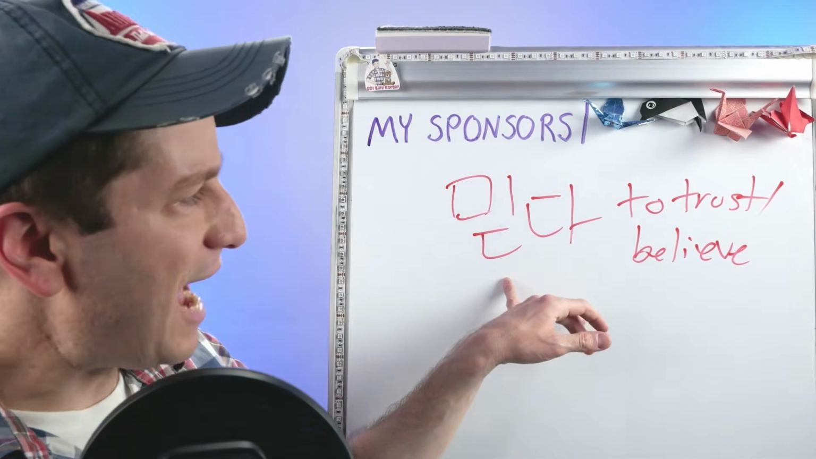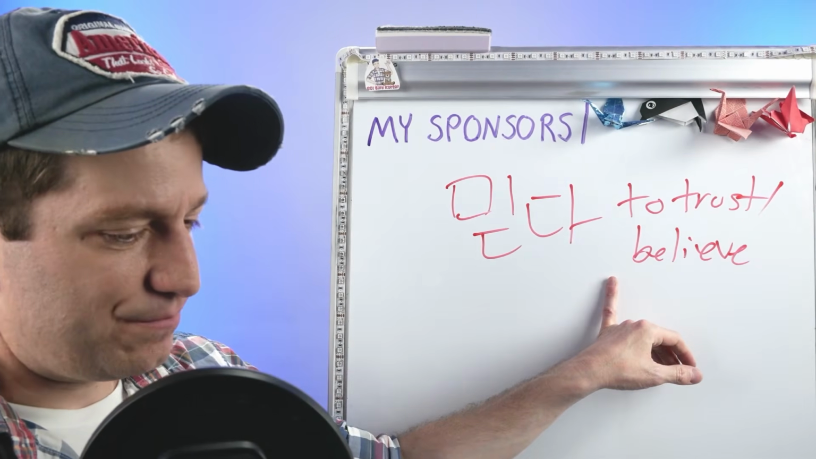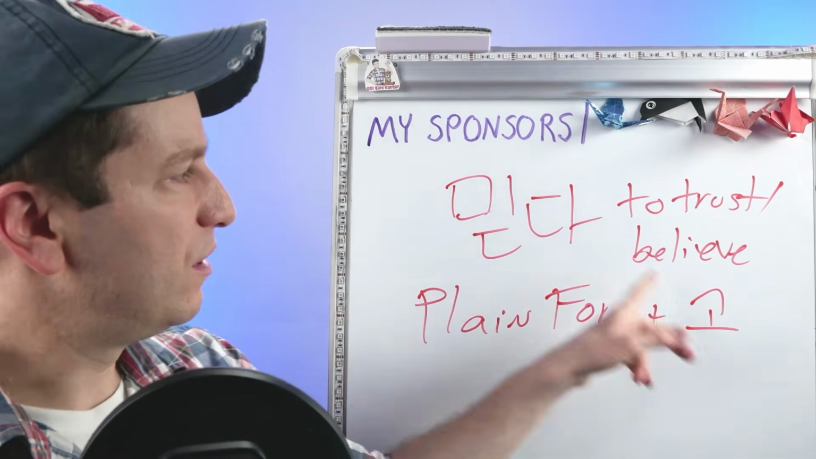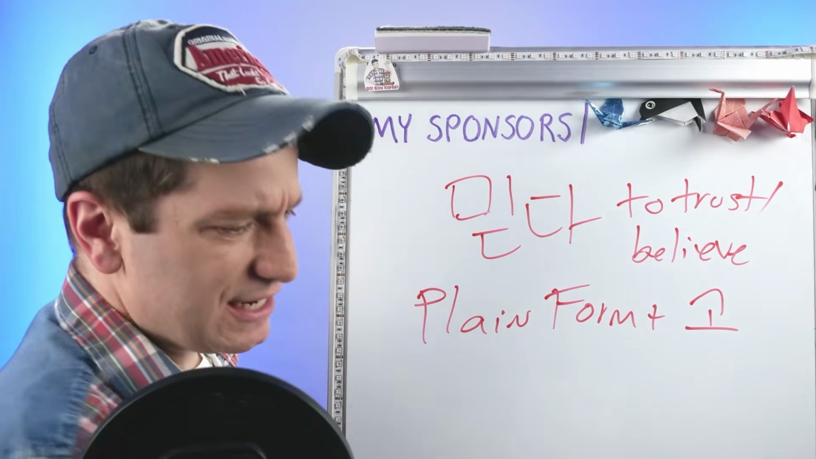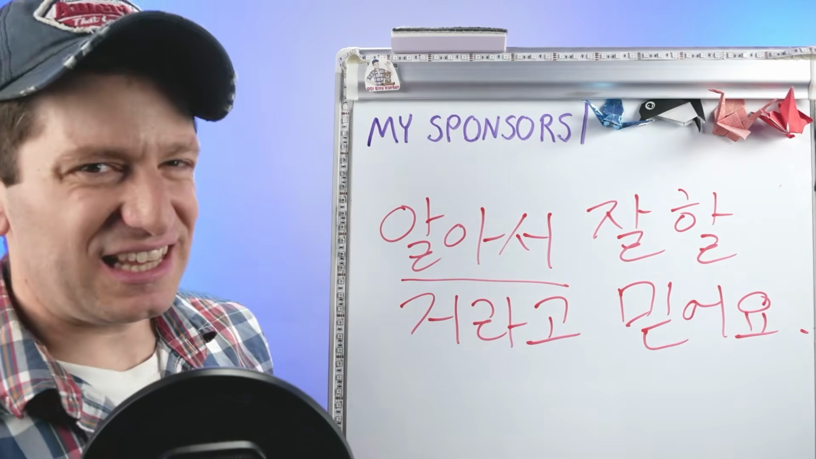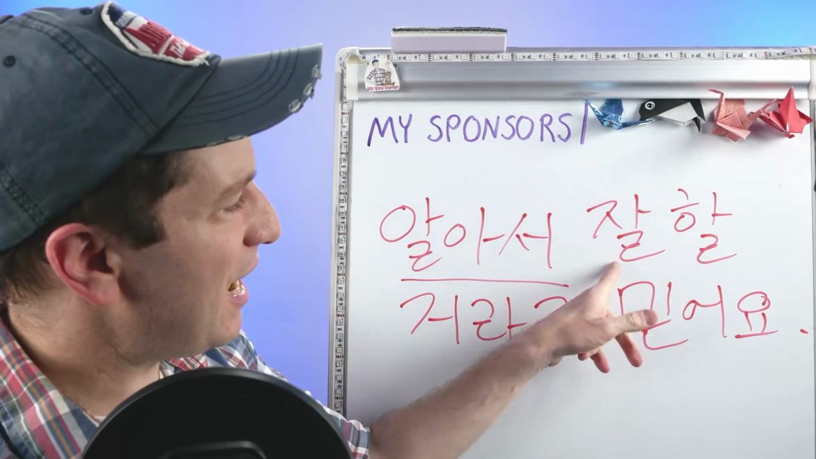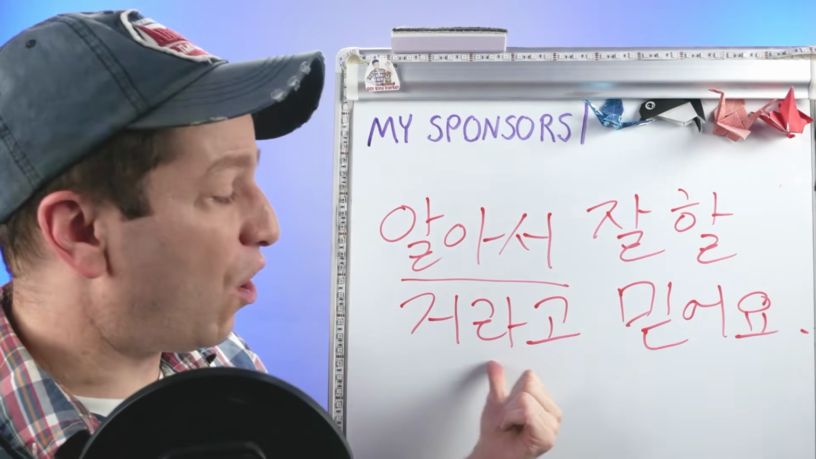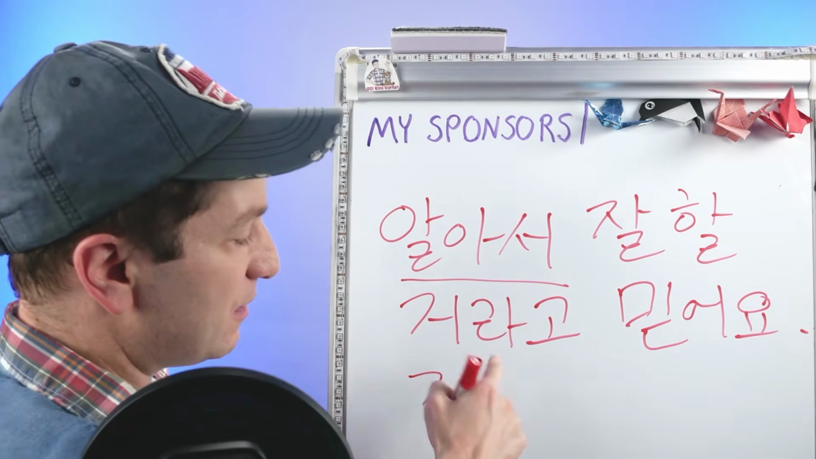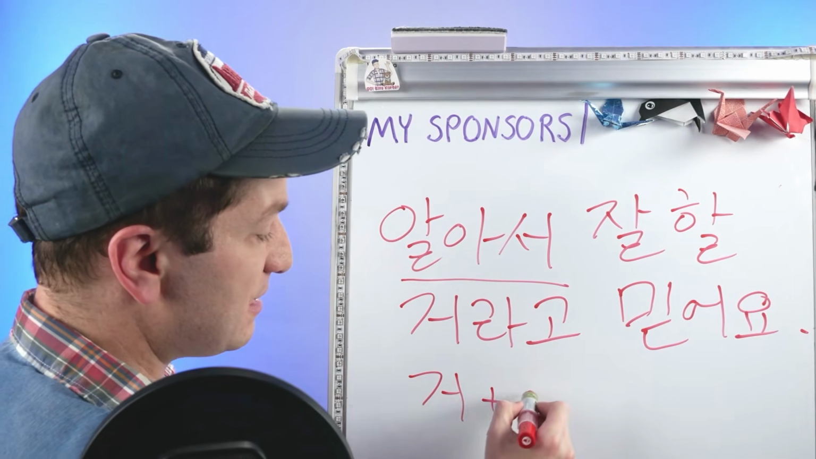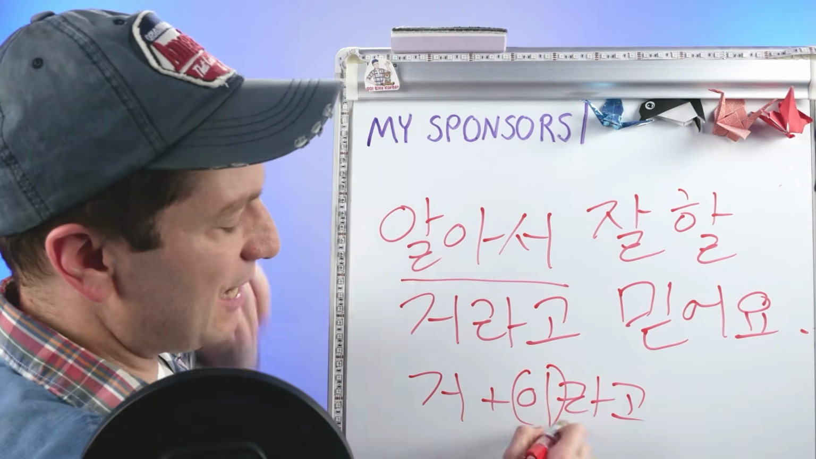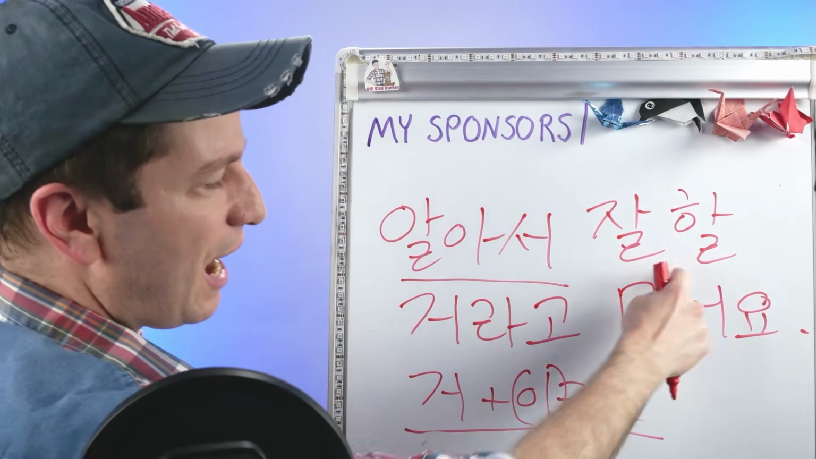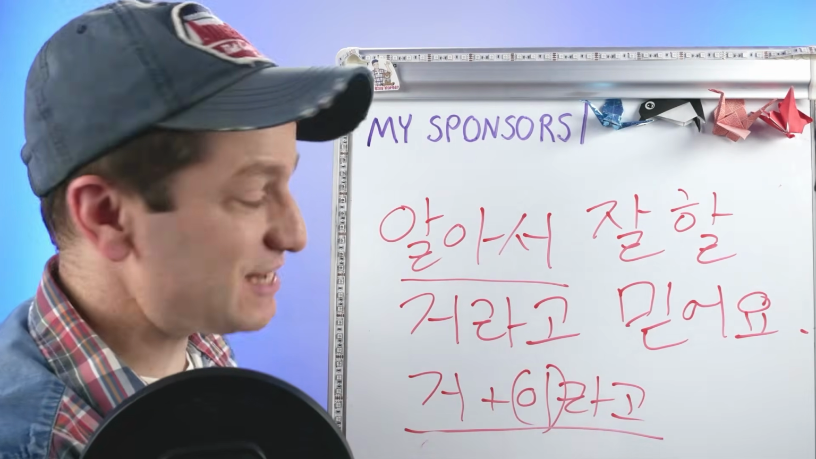믿다 is an action verb. It means to trust or believe. You can also use the quoting form we learned, plain form and 고, with 믿다. Let me give you a quick example. 알아서 is basically like figuring it out on your own. 잘하다 is to do something well, to be good at doing something. 잘할 거예요, right? 거라고 is 거 plus 이라고. In this case, it ends with a vowel, so it's 거라고. 것이다 here is the future tense. So 할 거예요, 할 것이다, basically.